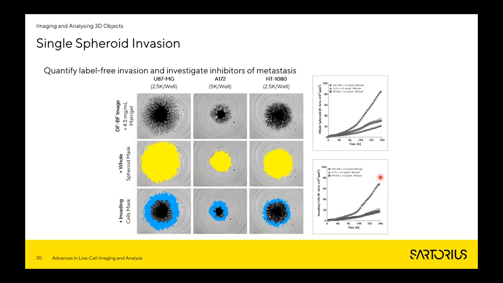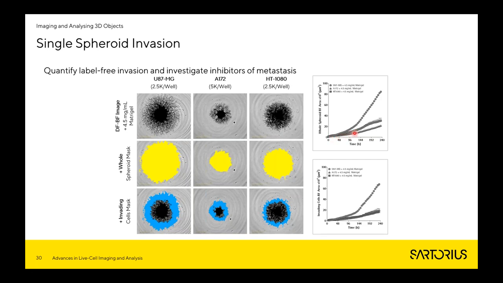We can then plot this out, and we can look at different cell types. So here we have U87MGs, A172s, and HT1080s. We see the U87MGs will grow quite considerably, have a very large invading cell mass. However, the A172s are much smaller, not quite so invasive, and similarly with the HT1080s. And as I say, we can plot this information out.